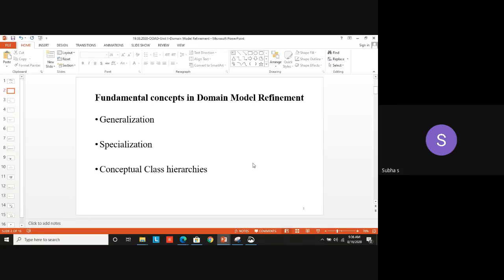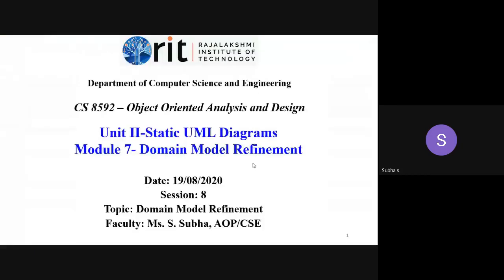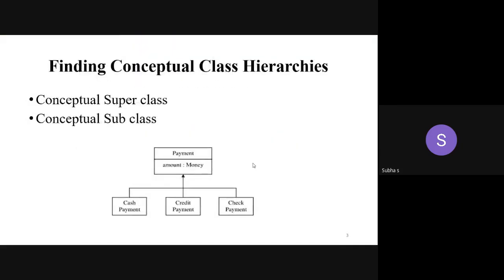Under non-electronic components, you have what? Furniture. Under furniture, you can have what? Chair. Like that, you have to give the classification. So that is the conceptual class hierarchy. Okay. So let's see the thing.